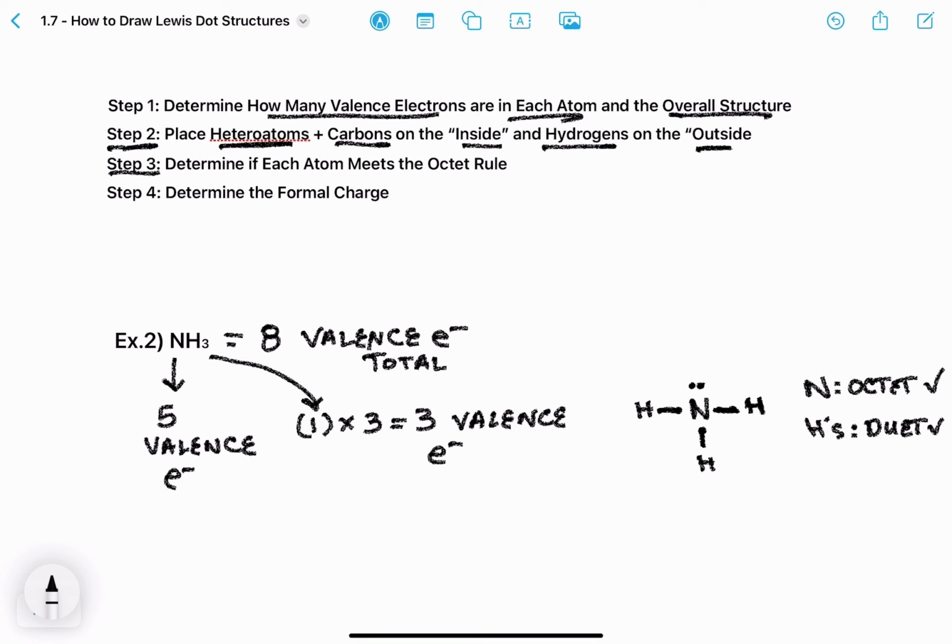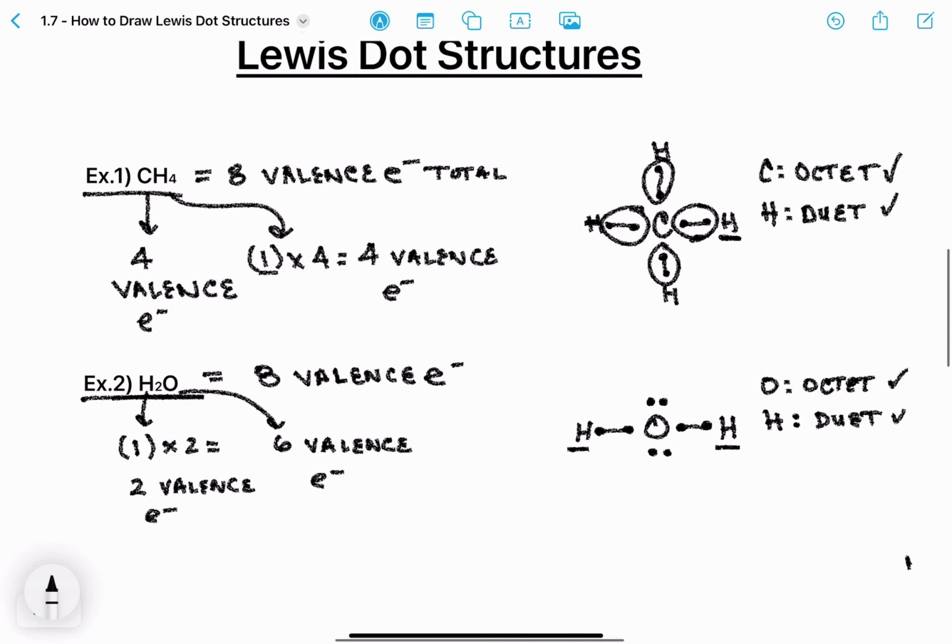The final step is to determine the formal charge. We're going to use the formal charge equation, which we'll go over in another lesson, as the final step of determining what the Lewis dot structure is. But as of now, these are the steps to determine a Lewis dot structure, and we follow them on every molecular formula.